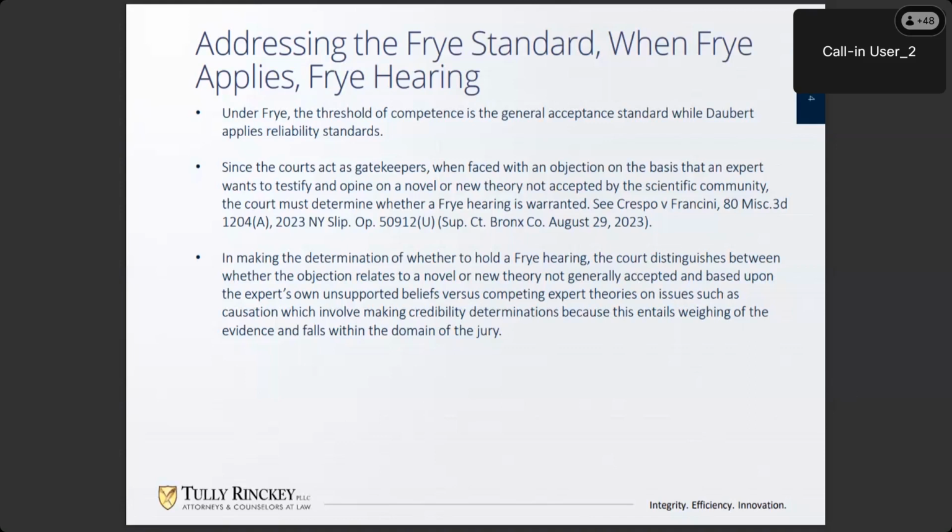In making the determination of whether to hold a Frye hearing, there's a difference between whether the objection relates to a novel or new theory, that is, the objection claims it is not generally accepted and is based upon the expert's own unsupported beliefs, versus competing expert theories on issues such as causation, which involve making credibility determinations, entailing weighing of the evidence, and that falls clearly within the domain of the jury. And therefore, if the court determines that that's the case, then a Frye hearing will not be held.